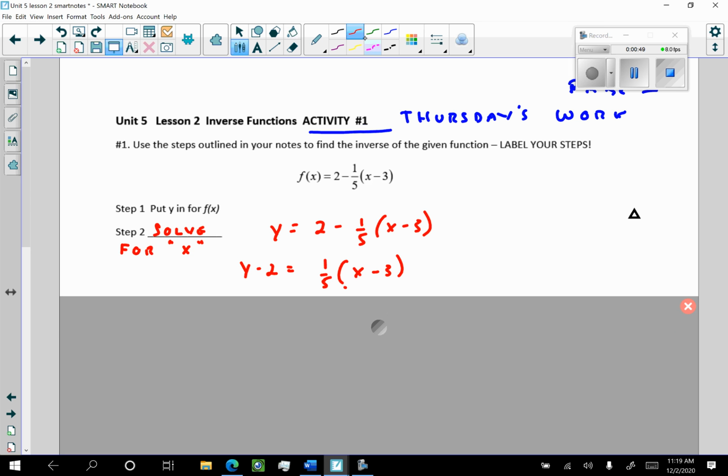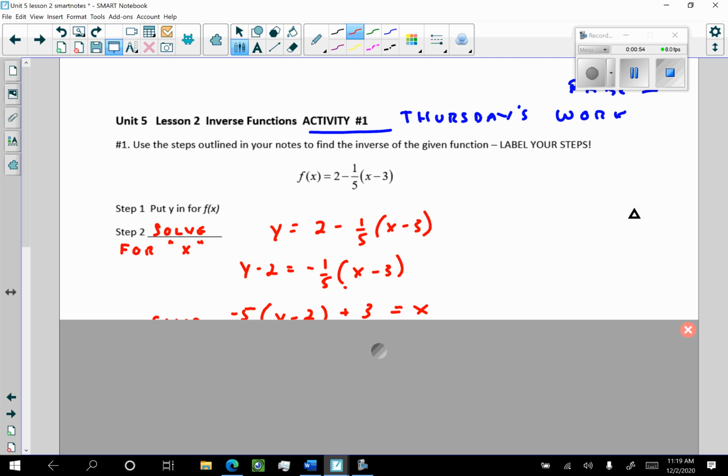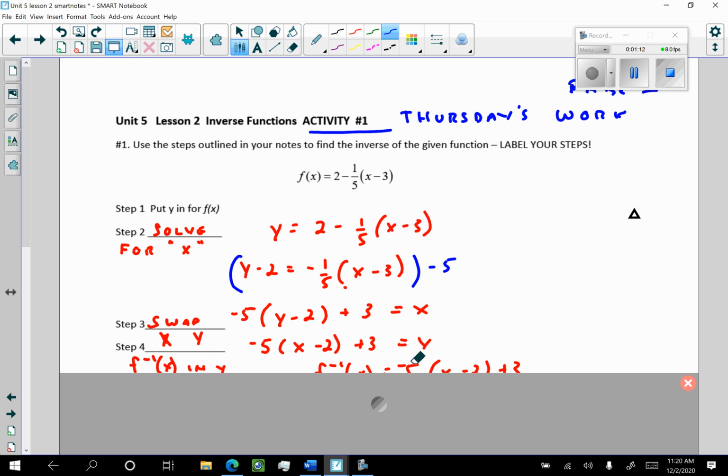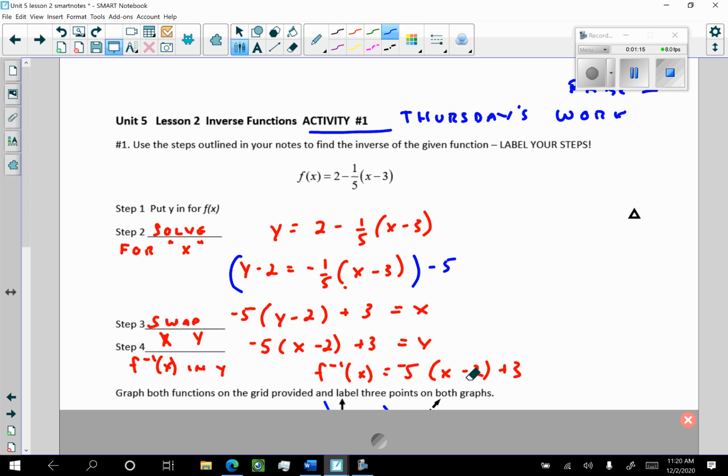Got down here, this little typo right here, this negative 1/5, subtract 2. Now I'm going to multiply both sides by -5. Bam. That gives me -5. And then I added 3 to this as well. I did 2 steps in one here. Then I swapped the x's and y's, put the inverse into that, and so I got this. So you're going to be able to do that.